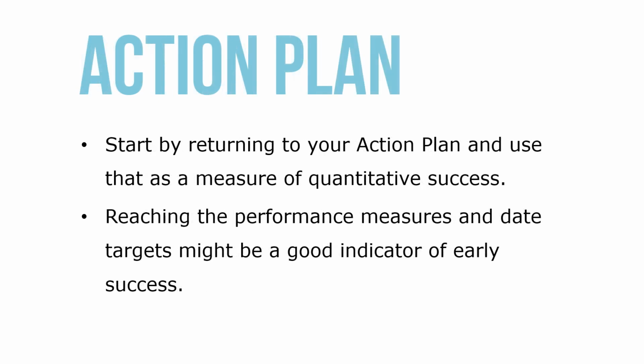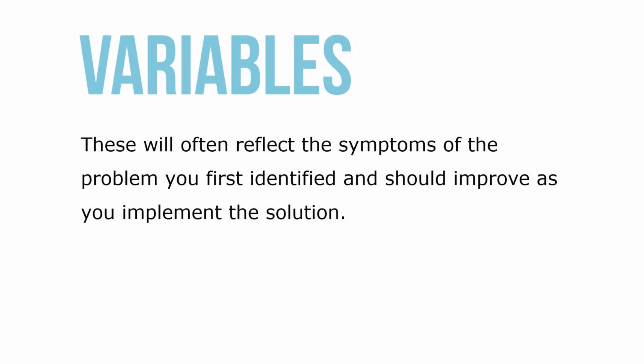Start by returning to your action plan and use that as a measure of quantitative success. Reaching the performance measures and date targets might be a good indicator of early success. Identify key variables. Decide what you can observe to show whether your solution is succeeding or failing. These will often reflect the symptoms of the problem you first identified and should improve as you implement the solution.